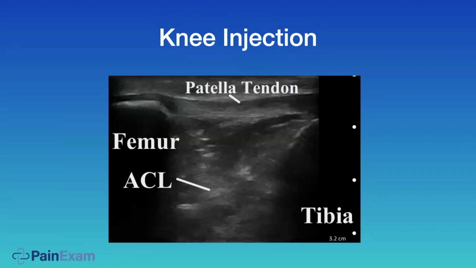Okay, here's the knee with an ultrasound. The orientation is longitudinal onto the tibial condyle and the femur. You have the patella, excuse me, the patella tendon, and the ACL is typically a slanted line up and posterior from the tibia.